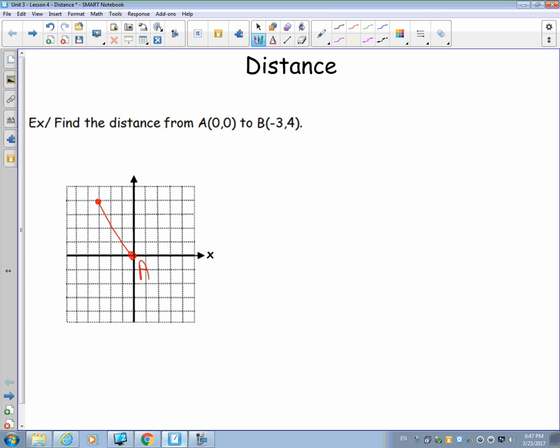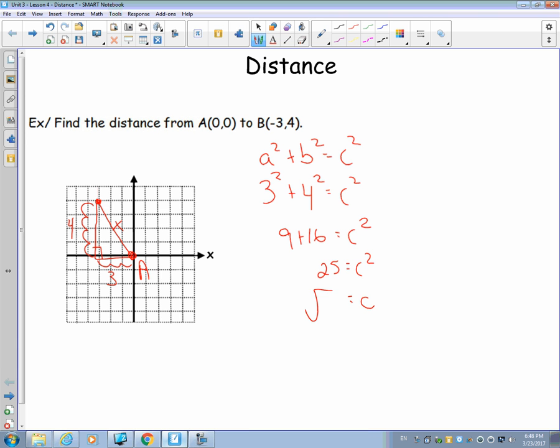I can do that if I think of this as being a triangle. If I were to complete the lines, I could actually count the number of units: 1, 2, 3, and 1, 2, 3, 4. And then I could figure out this thing by using the idea of Pythagoras. So Pythagoras is a squared plus b squared equals c squared, right? So in our case, 3 squared plus 4 squared equals c squared, or in other words, 9 plus 16, 25 is c squared. So c is root 25, or in other words, 5. The distance from A to B is 5 units.